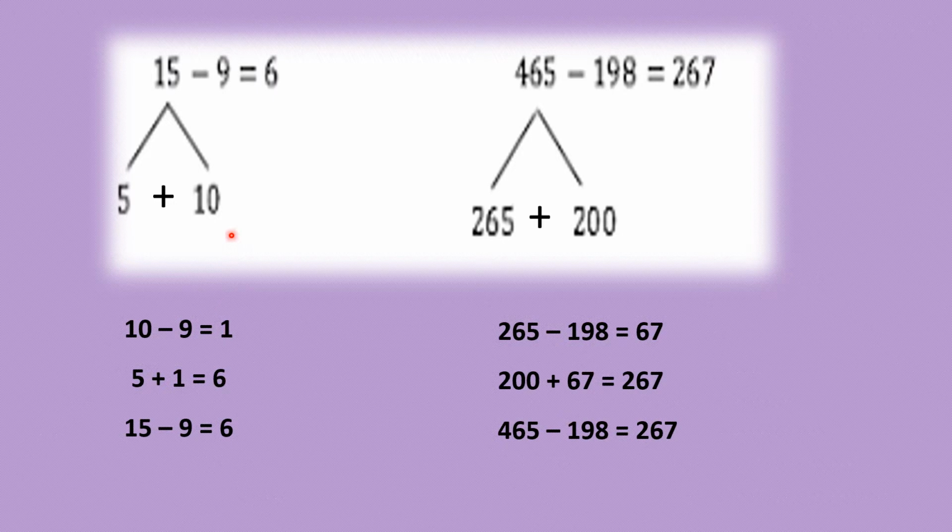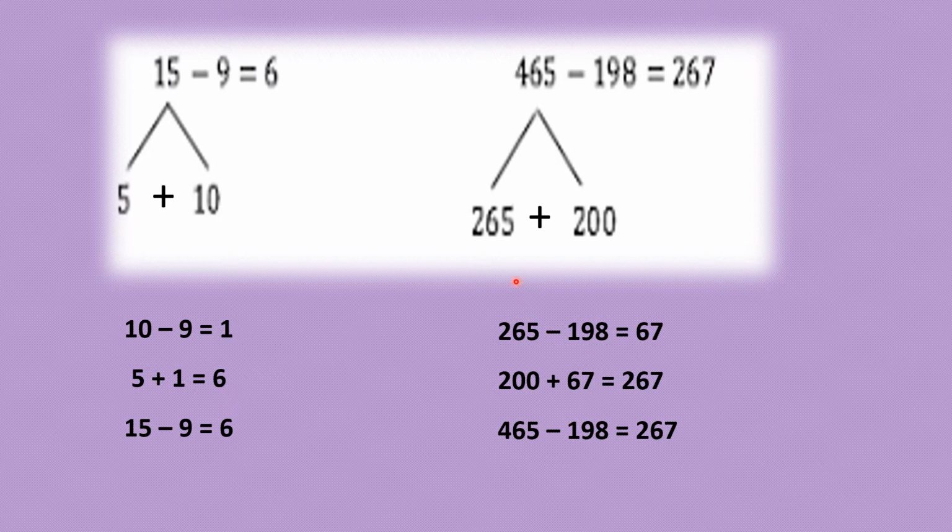After you got 1, you know that I added 10 to 5 to get 15, right? So we have the plus sign here. Once I'm done with the subtraction, I will add the answer to 5. So I got 1 from 10 minus 9. Now I'm going to add 5 plus 1, which is 6. So my final answer is 15 minus 9 equals 6.